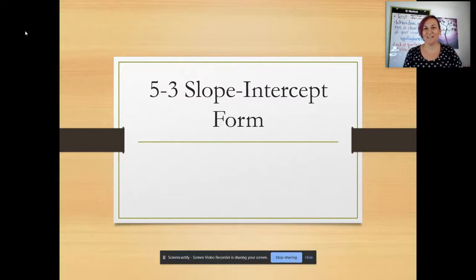Hi guys. Today we're on day 3 of slope-intercept form. Each day we have learned a different way to write an equation in slope-intercept form. On our first day we were given a point and a slope, and yesterday we were given 2 points. Today we're going to learn how to write an equation in slope-intercept form given a line. This will be similar to the Desmos activity that we were doing in class yesterday.